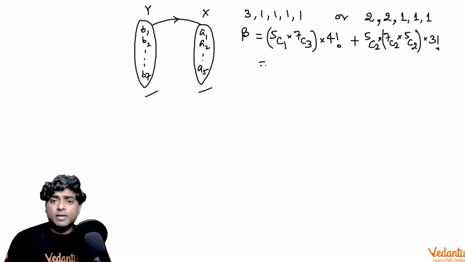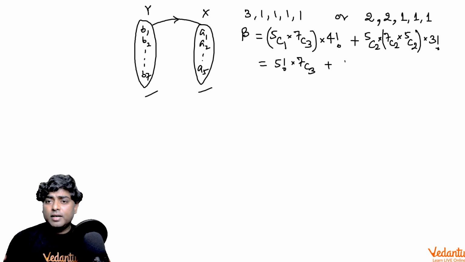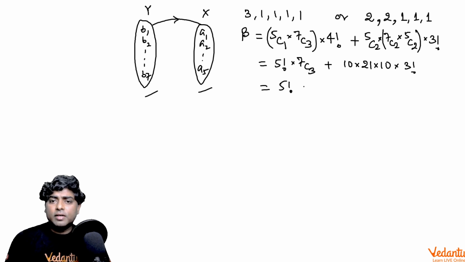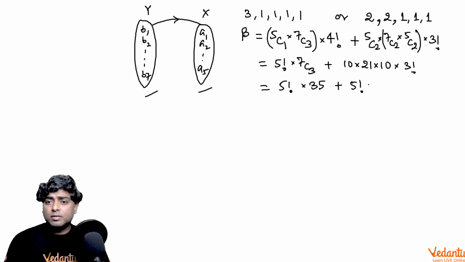So what is beta upon 5 factorial? If you take common 5 factorial, then it is 5 factorial into 7C3, and 3 factorial is already there, so we have to write 4 into 5. If you write 10, 7C2 is 21, okay, 5C2 is again 10 into 3 factorial. So I'm writing 5 factorial over here, and 7C3 is 35. If you calculate it, 7 into 6 into 5 divided by 3 into 2 into 1, that is 35, plus 20 into 3 factorial is 5 factorial, and we are left with 21 into 5, that is 105. So finally we are getting 5 factorial into 140 as the value of beta.